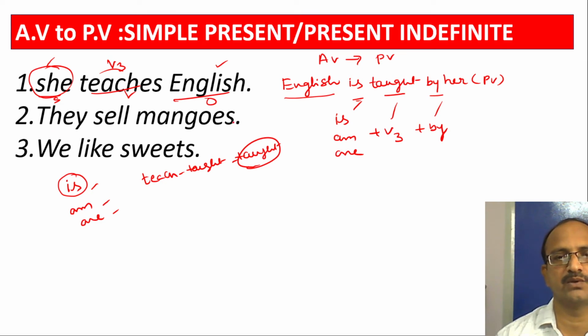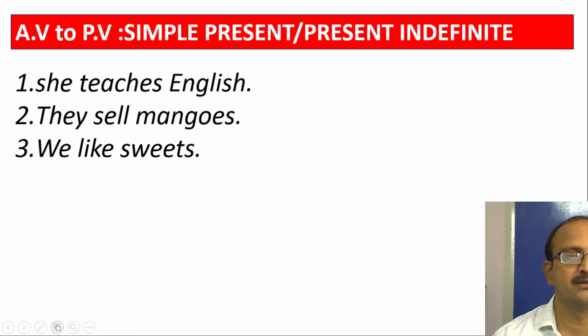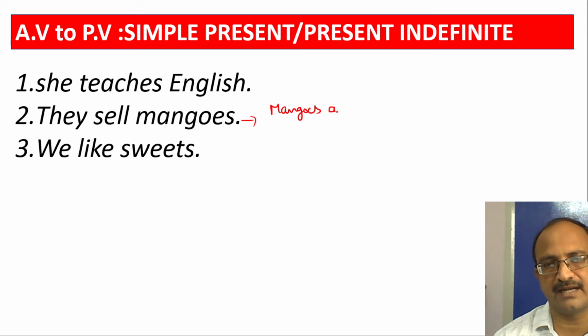They sell mangoes. How do we change this one from active voice to passive voice? First, we start with mangoes. As I said, is, am, are is what we must take in this tense. Mangoes are plural, so I take are. What next? The V3 form of the verb. Here sell is the V1, so the V3 form is sold. Mangoes are sold by, they turns into them.